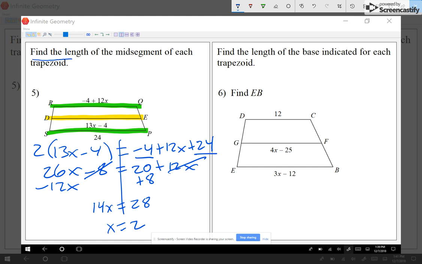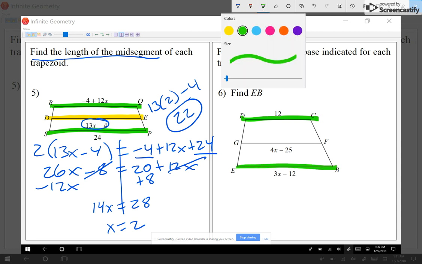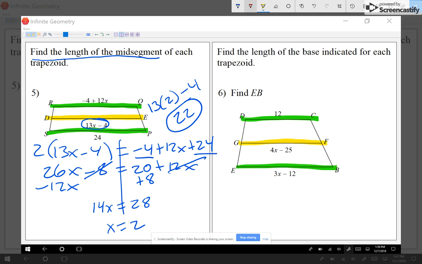However, here I'm asking, find the length of the mid segment. The mid segment, if you notice, is 13 times x minus 4. So once you find out the value of x, put it in the mid segment. So basically, I'm asking 13 times 2 minus 4, which you should get 22. Then looking at number 6, I see the bases there. I see the mid segment there. And I'm going to go 4x minus 25. I'm going to multiply everything by 2.